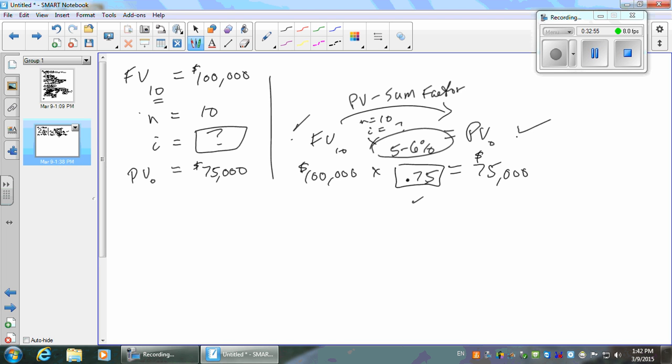0.75, present value of a sum table. Go to 10 periods and go across until you find 0.75. What rate did you get? Oh, 3%. I trusted the professor. Okay, every time we do that, it's around 3%? Yeah. Okay, good. All right.